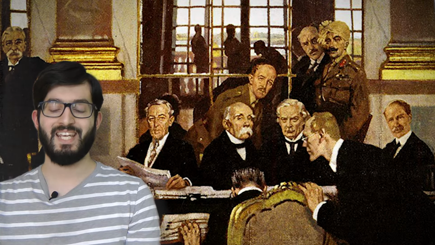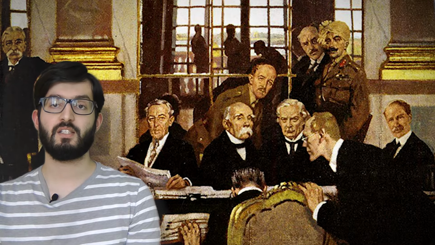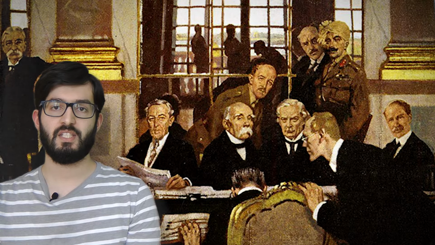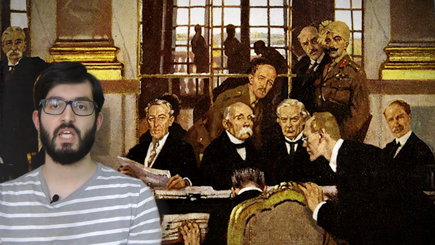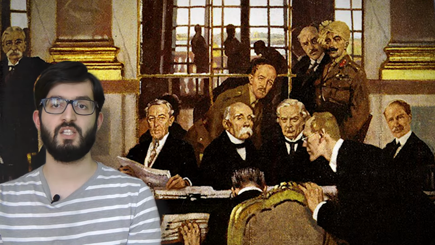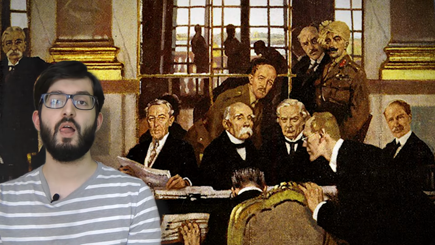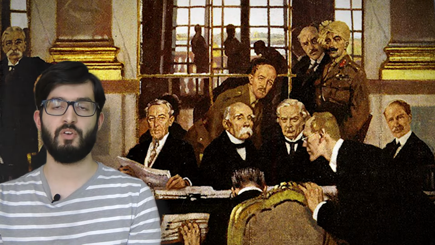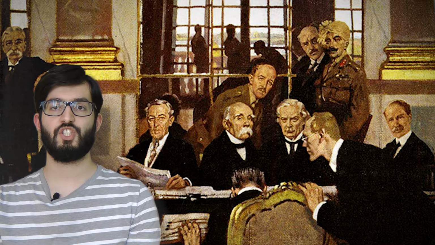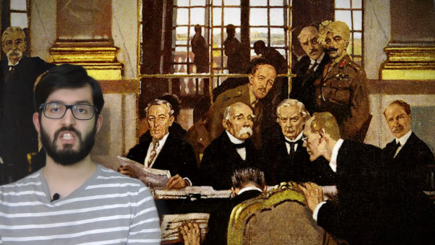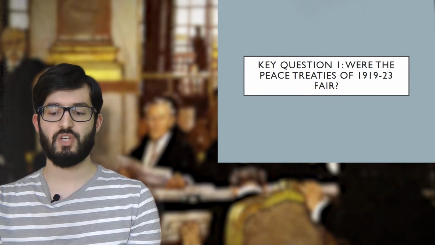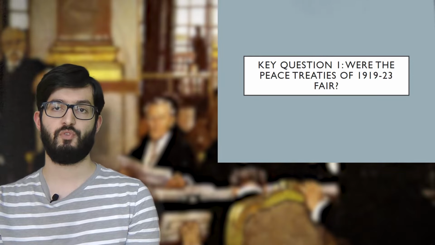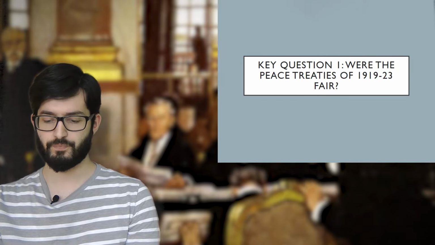This will be the first in a series of lectures I'm conducting on the CIE iGCSE History course, starting off with a three-part series looking at the first half of the iGCSE History course, with the focus on the interwar period, beginning with the first three key questions 1, 2, 3. And for this particular lecture, I'll be starting off with key question 1, which looks at the extent to which the peace treaties of 1919 to 1923 were fair or not.